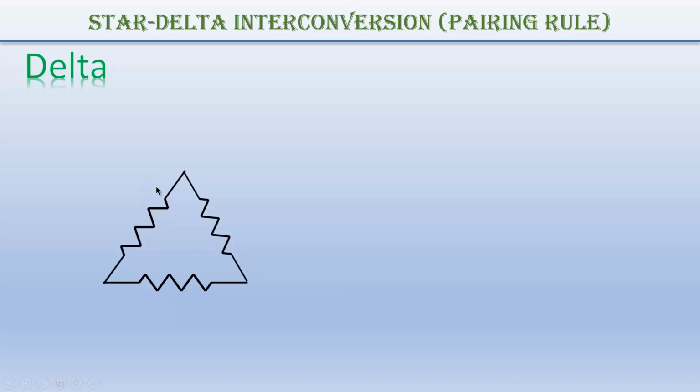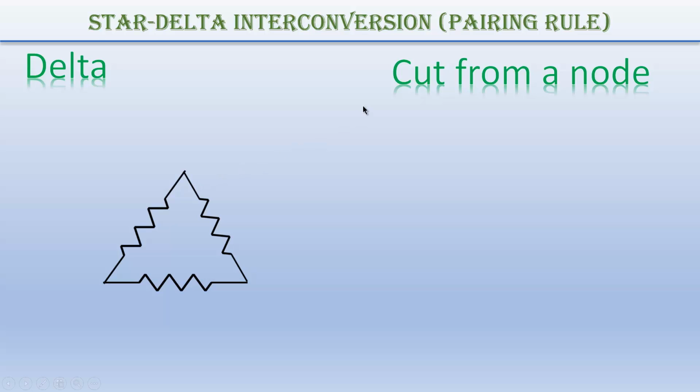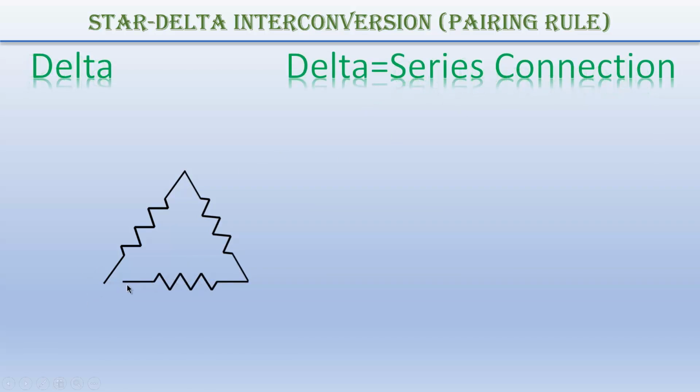First let's go to delta connection. So this is our connection, 3 resistors are connected in this nature. So what we do is let's cut it from a node. Let's cut it from this side and it will change into this network. As you see, these 3 resistors are connected in series when we cut it over here. So you can remember delta as series connection network.